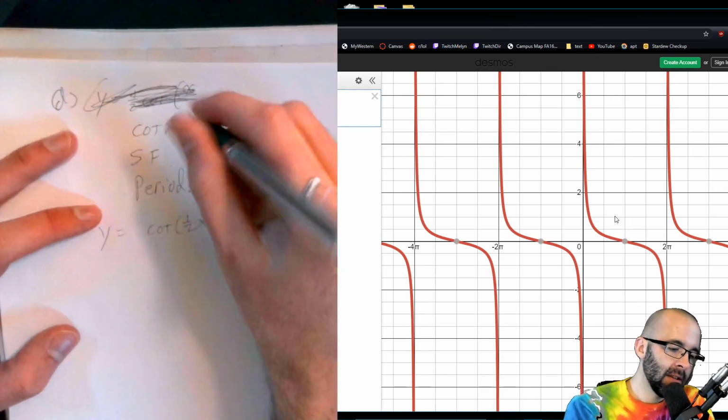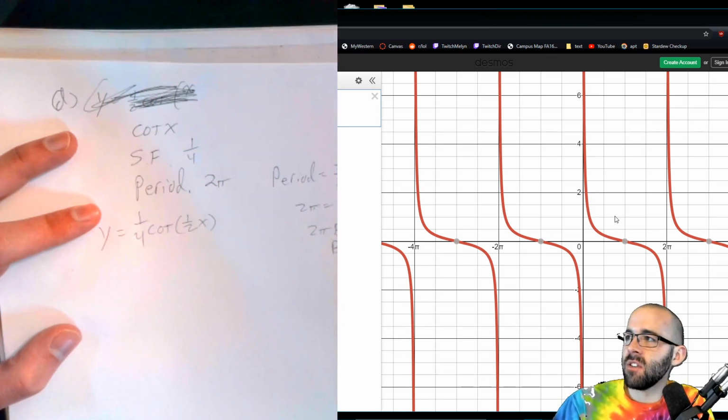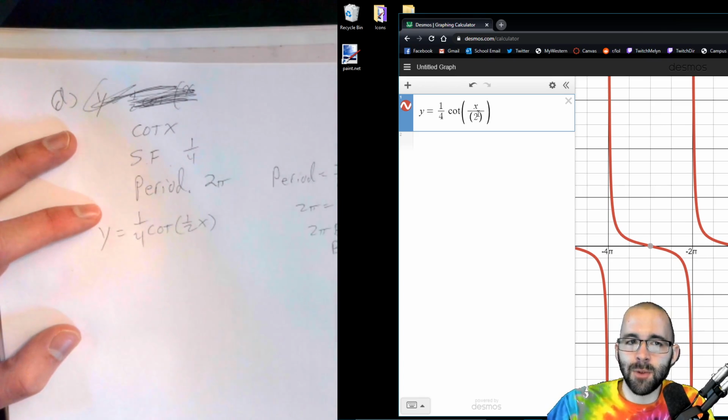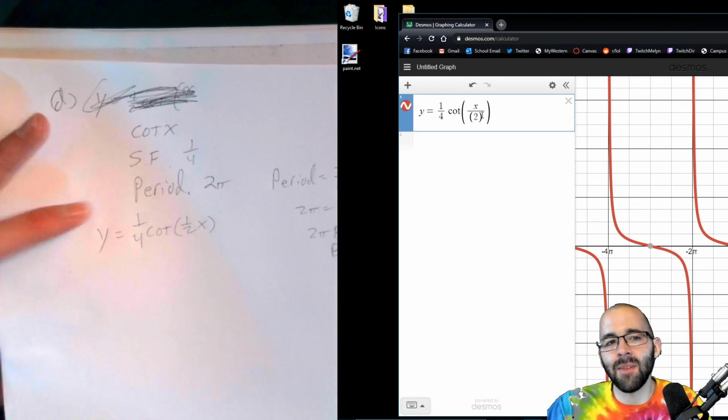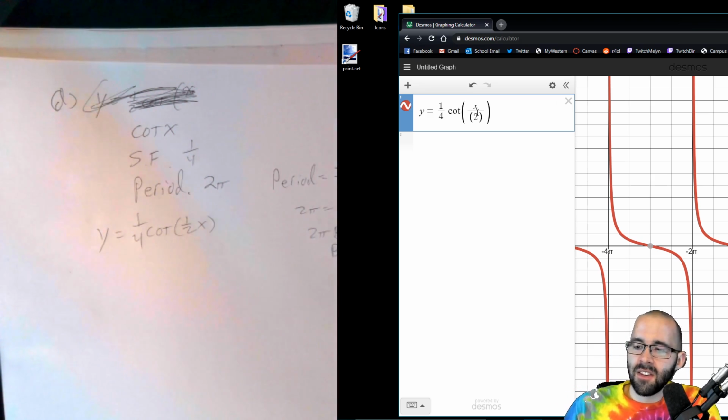All right. So our stretching factor is 1/4. So you have 1/4 cotangent of 1/2 x. Hopefully that's what I typed in. Well, it's written a little differently, but these are the same, yes. X over 2 is the same as 1/2 x. All right, so that's essentially those problems.